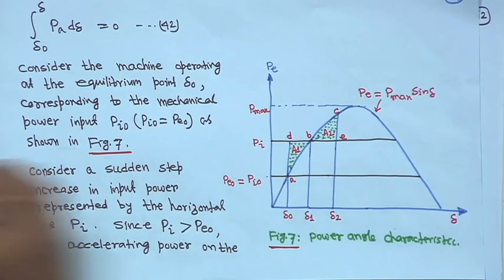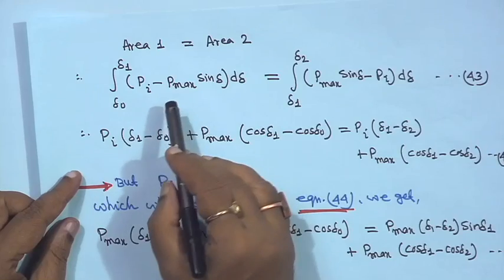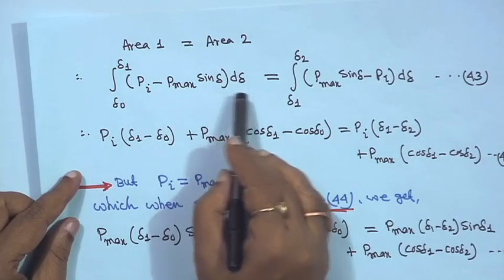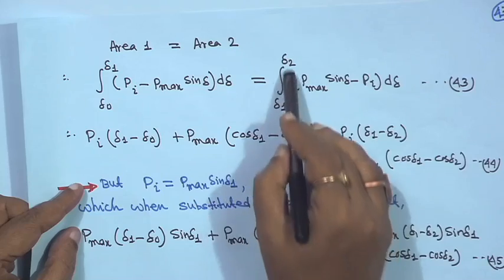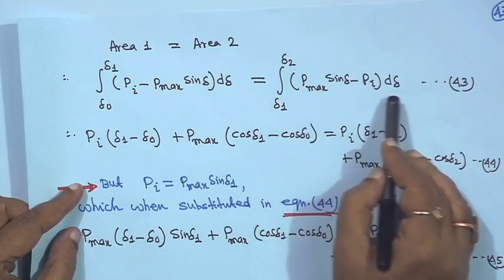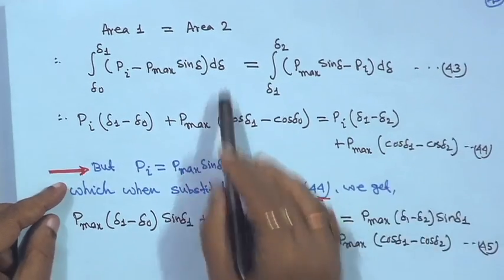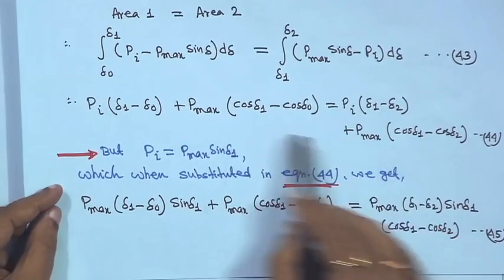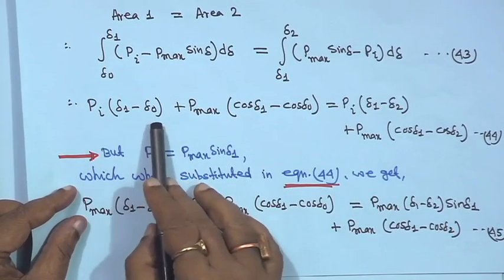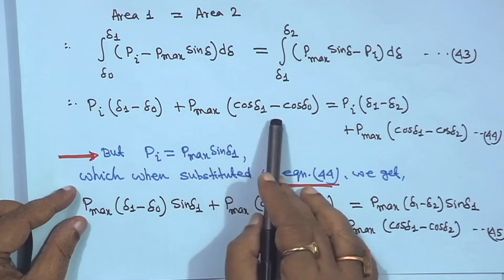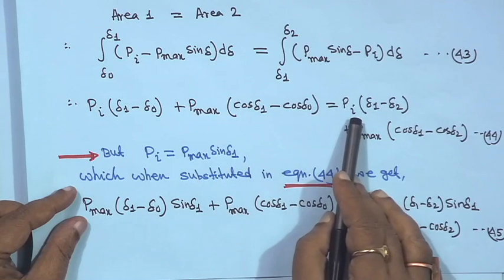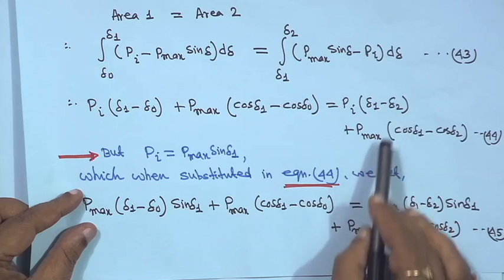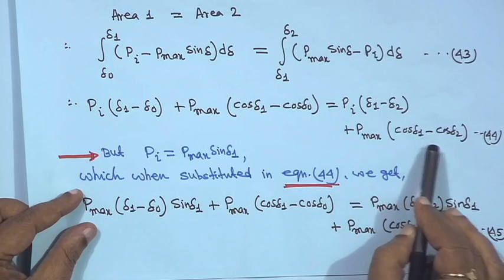Therefore, if area 1 is equal to area 2, we can write the integral from delta 0 to delta 1 of (P I minus P max sin delta) d delta is equal to the integral from delta 1 to delta 2 of (P max sin delta minus P I) d delta. This is equation 43. Now, if you integrate and simplify, it will come like this: P I into (delta 1 minus delta 0) plus P max (cos delta 1 minus cos delta 0) is equal to P I into (delta 1 minus delta 2) plus P max (cos delta 1 minus cos delta 2).